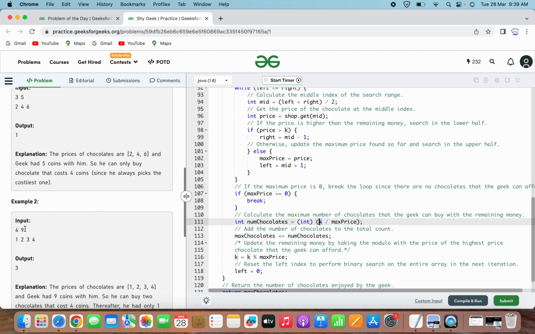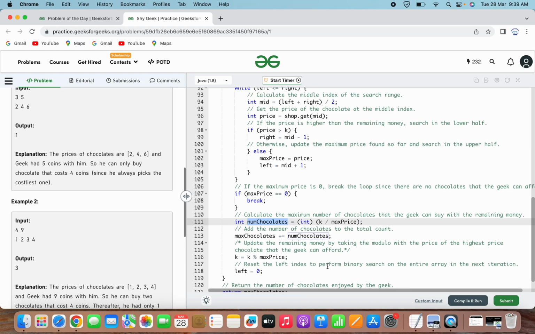So if you look at the second example, the number of coins he had was 9 and the max price of the chocolate was 4. So if you divide 9 by 4 and take the integer part of it, it will give 2. So 2 will get added here. So 2 will come here as the number of chocolates, and that will be added to the variable of max chocolates. Here we are completely ignoring the remainder, because for the remainder we will do a separate operation. Okay.